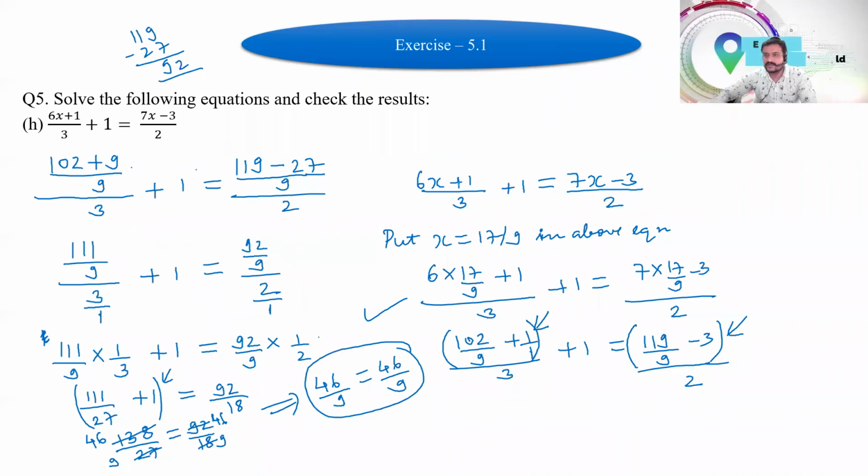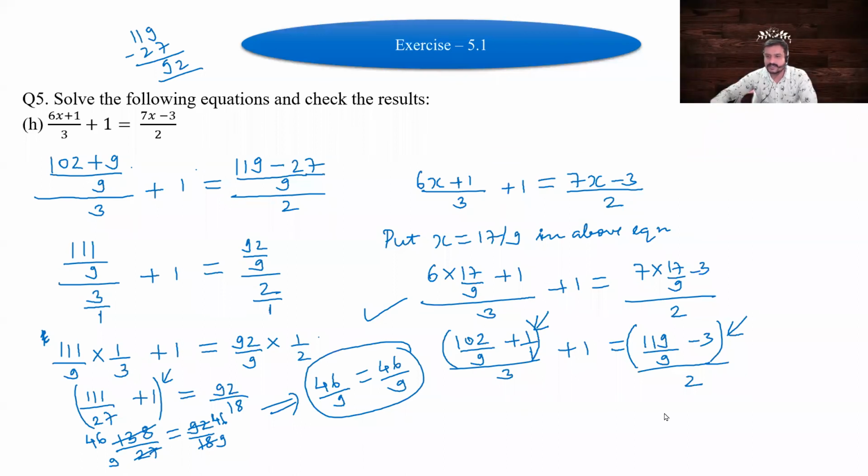Okay, is it clear to everyone? Those students who are taking the attendance, do it fast.